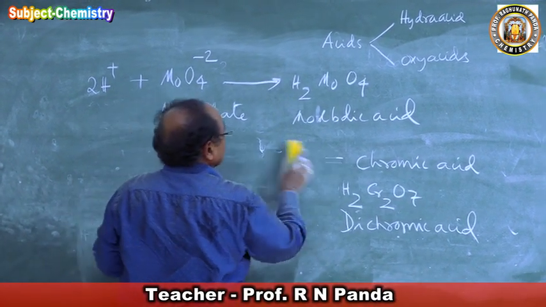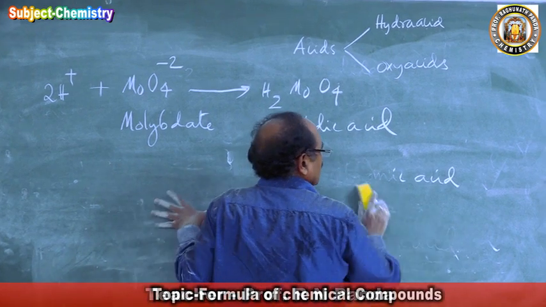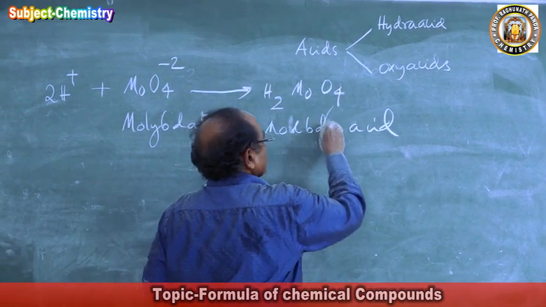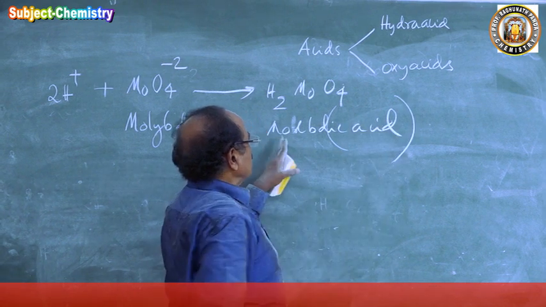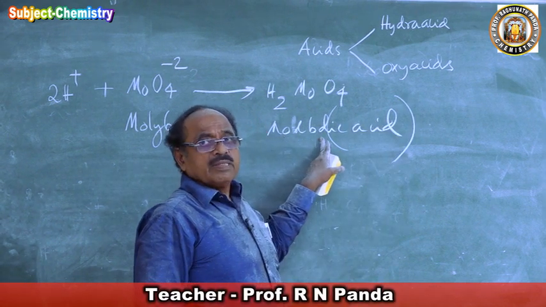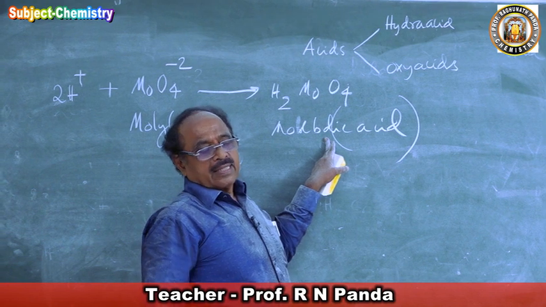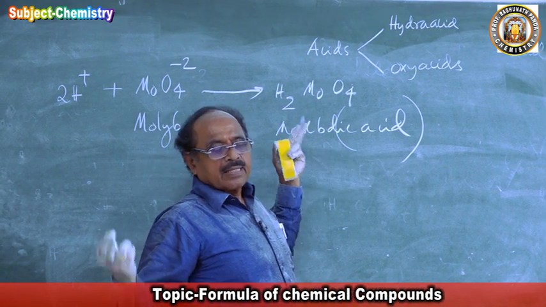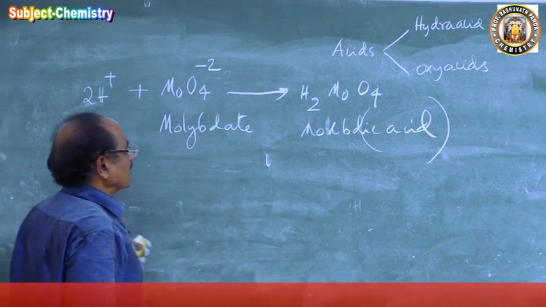So if somebody writes the name molybdic acid, you write the formula. So you will easily write molybdic acid. The ATE goes and IC acid comes. So it comes from molybdenum. Molybdenum is Mo, and 6th group. So minus 2. So molybdate. You can write the radical.